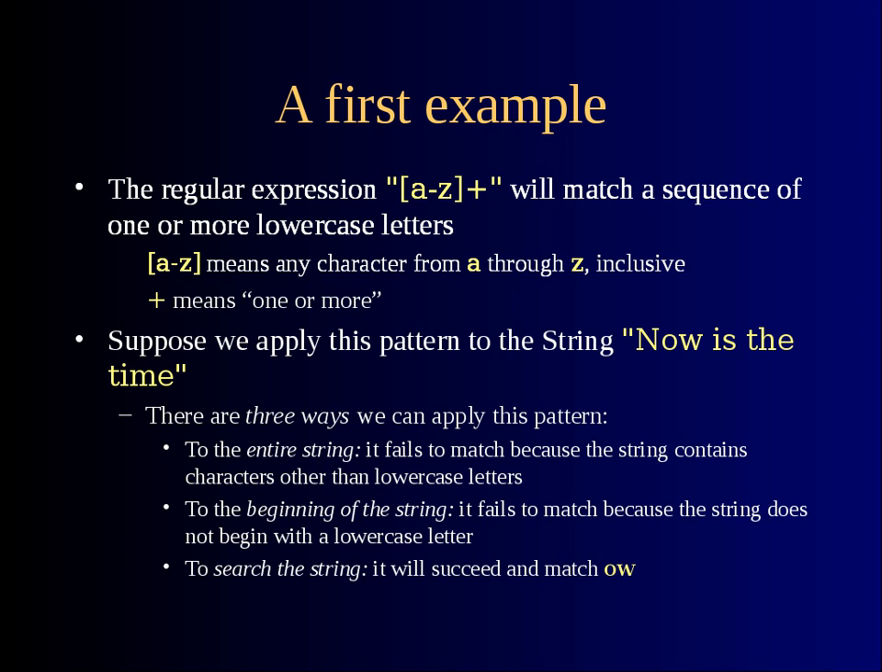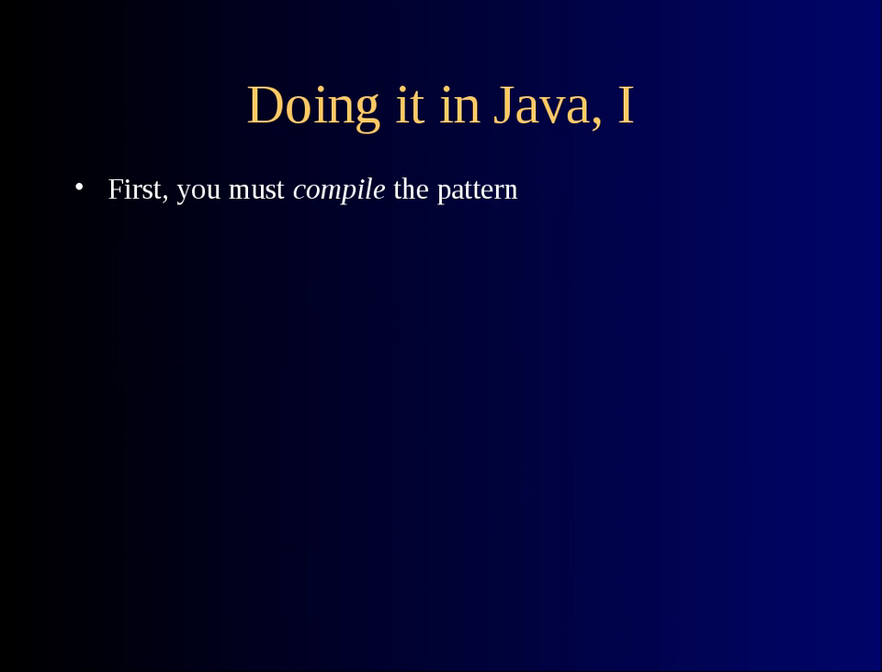What would be the next one after "ow"? "Is." Now what's going to come next? "The," and then "time." So it would match four different things in that string. And then after the fourth time it would fail because there's nothing left. All right, let's go do it in Java.